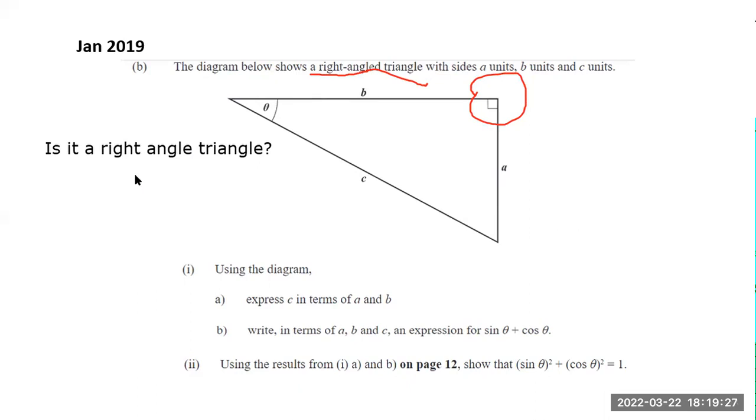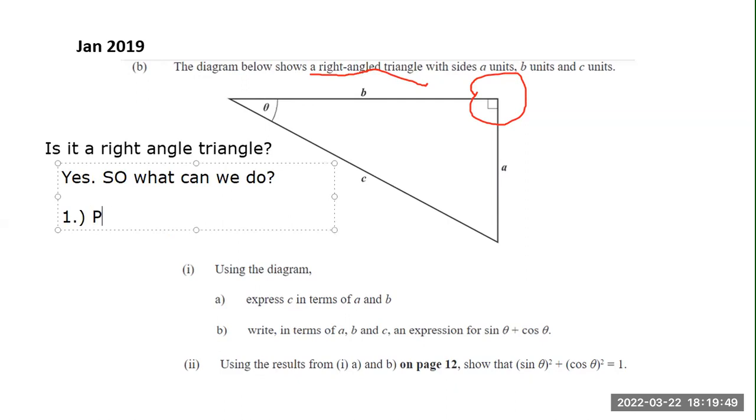I'm just recapping this because I want us to get context for this question. Is it a right angle triangle? Yes, because of what I just identified, the corner there. So if it's a right angle triangle, what can we do to solve this? One of the first things we can do is use Pythagoras theorem. Now, what is Pythagoras theorem used for? Anybody? Could you tell me? You can message in the chat.